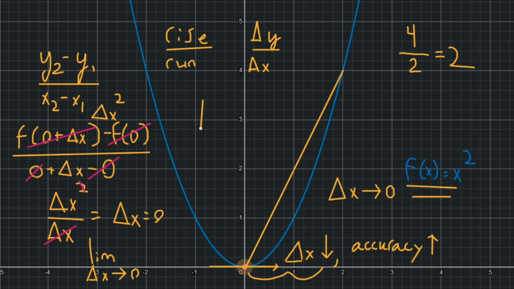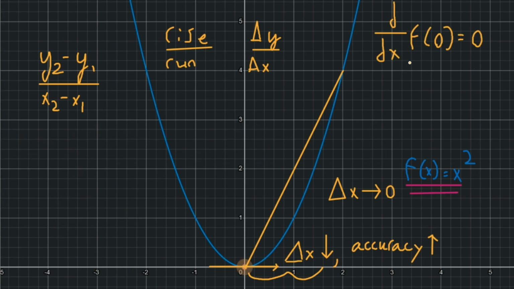So we can definitively say that the derivative of this point, f of 0, is equal to 0. Beautiful. So we have our tangent line here. So the instantaneous rate of change at x equals 0 is 0. Alright, so we've taken the derivative of a specific point on our function here at x equals 0.